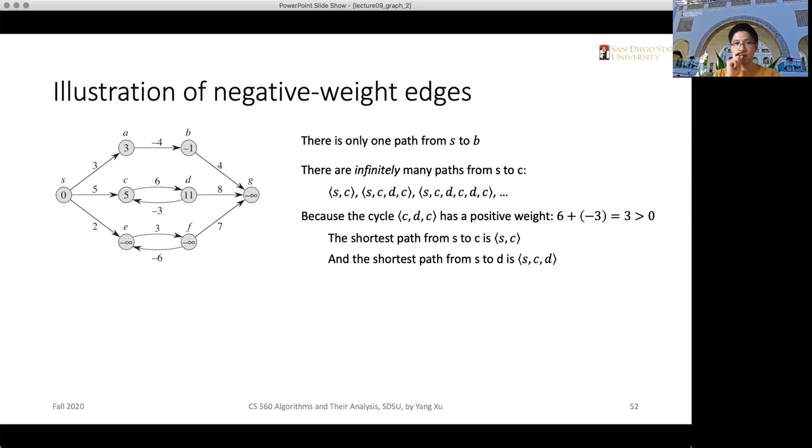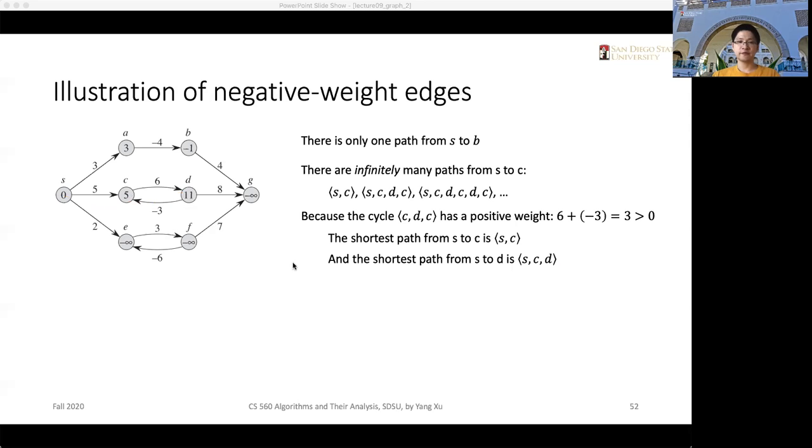Also the shortest path from S to D is defined, which is from S to C and C to D. This is the shortest path from S to D because you could go around another circle, say S, C, D, C, D, but that additional trip from D to C and C to D gives you extra total weight, because the cycle's total weight is positive. So that's fortunate. We can still have the shortest path defined.